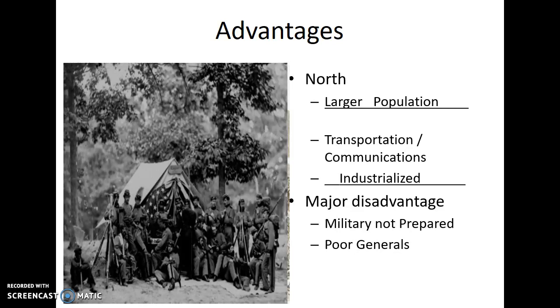Some of their weaknesses or disadvantages is that the North underestimated how long the war was going to take. They thought it would just last a couple of months. And their military was not as prepared as it should have been. Lincoln, the President of the United States, goes through a handful of generals that fail one after the other until about halfway through the war. And so the Union is known for having poor leadership.